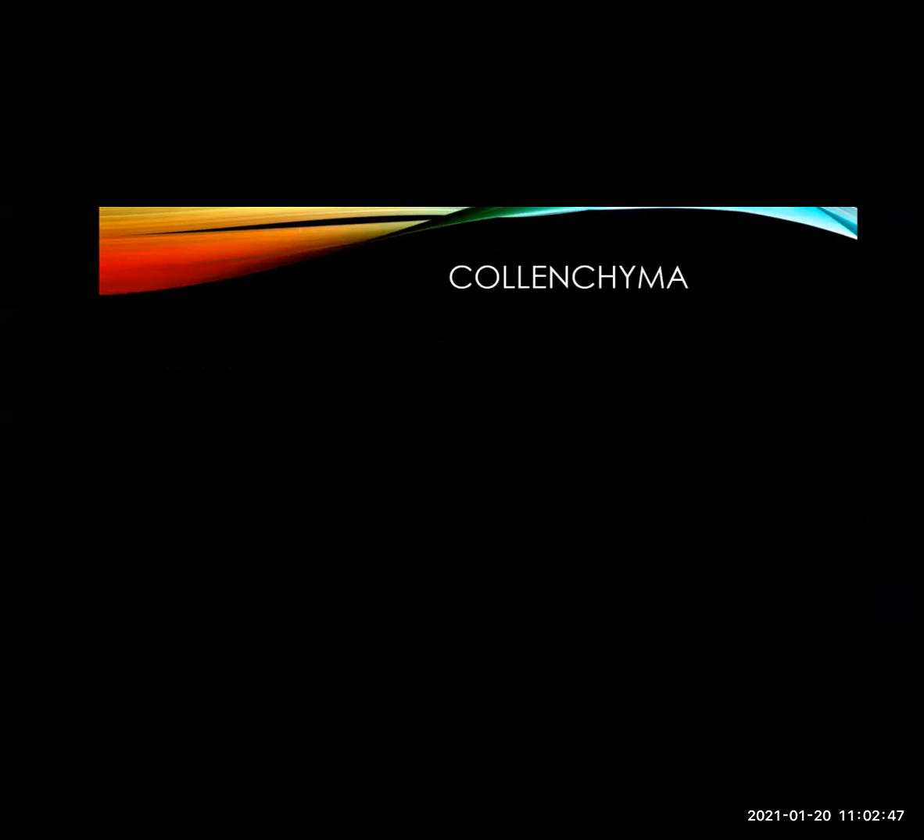Now, the next tissue type is collenchyma. These collenchyma cells are slightly elongated. They are also living cells. But the cell walls are slightly thickened as compared to parenchyma. The cell walls of collenchyma are slightly thickened due to deposition of cellulose and pectin. Remember this, that is the difference between parenchyma and collenchyma. Parenchyma has thin walls, whereas collenchyma has thick walls due to deposition of cellulose and pectin.